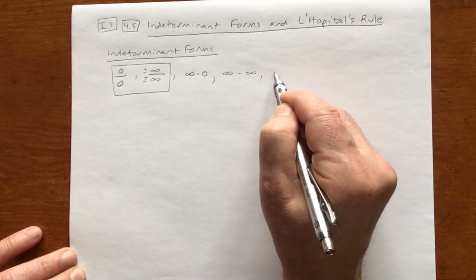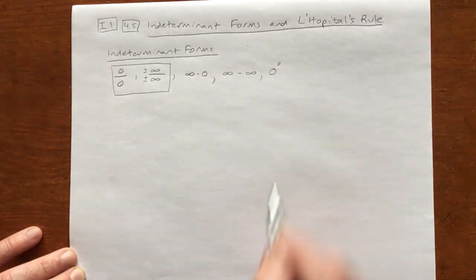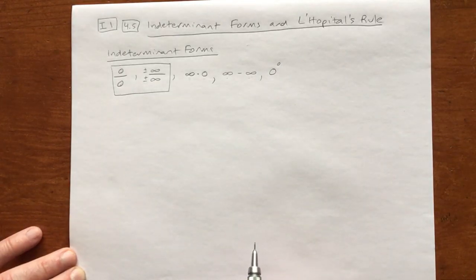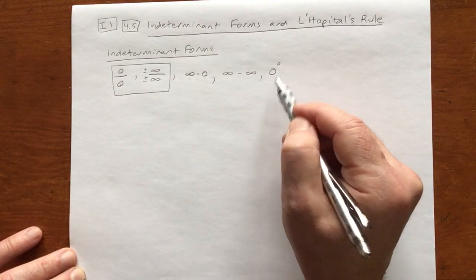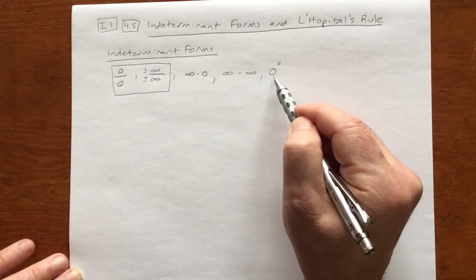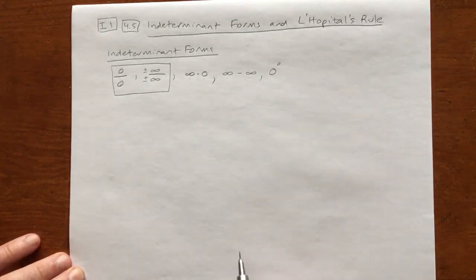Okay, another value that would be indeterminate would be 0 to the 0 power. Once again, I think this is the last time I'll say this, but you'd want to know how quickly is this part of the function approaching 0 and how quickly is that part approaching 0.